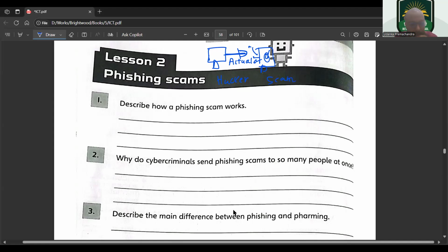Now try to write these answers. Describe how a phishing scam works. Next: why do cyber criminals send phishing scams to many people? Can you please write it down? Yes, try to write first.